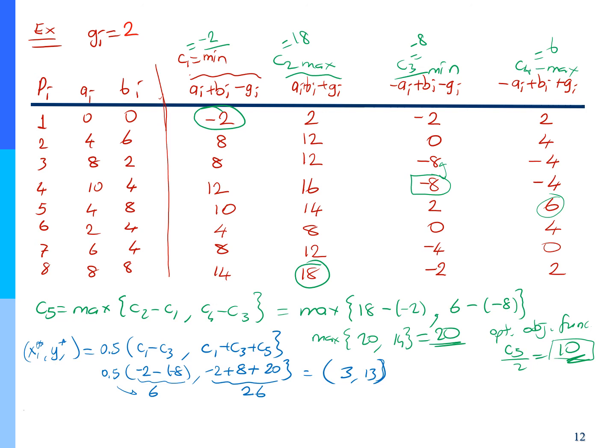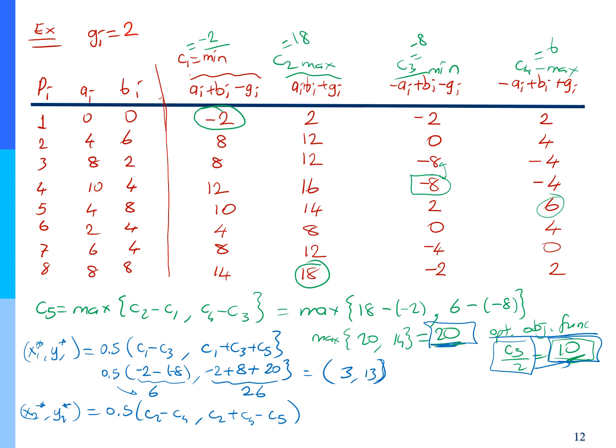The second end, I need to calculate it as x2 star, y2 star, which will be 0.5 times C2 minus C4. Okay, just the application of these formulas. And don't worry about memorizing these formulas. They will be provided. Okay, so C5, remember, C5 value is 20. 1/2 of C5 is equal to your objective function. So this 10 is not C5. It is your optimal objective function. The value of C5 is 20.